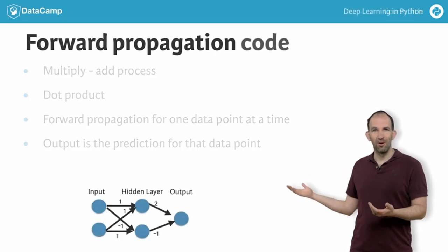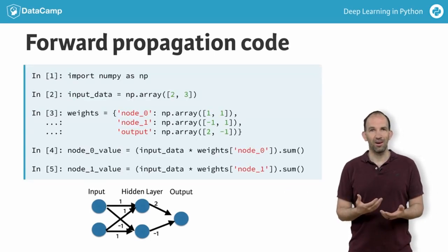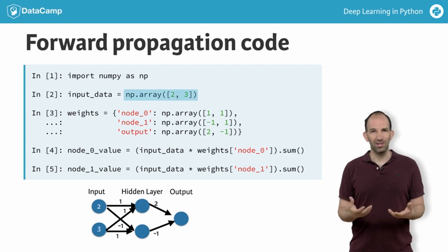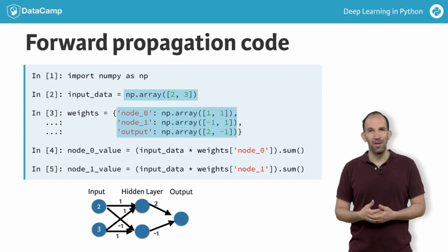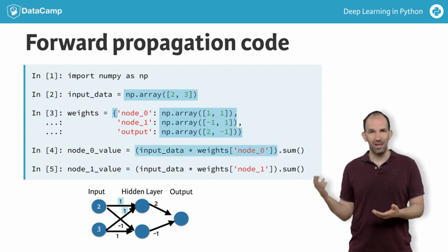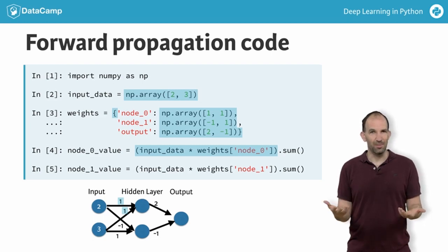Let's see the code for this. First, we import NumPy for some mathematical operations. We've stored the input data as an array. We then have weights into each node in the hidden layer and to the output. We store the weights going into each node as an array, and we use a dictionary to store those arrays. Let's start forward propagating. We fill in the top hidden node here, which is called node 0. We multiply the inputs by the weights for that node and then sum both of those terms together. Notice that we add 2 weights for node 0. That matches the 2 items in the array it is multiplied by, which is the input data.